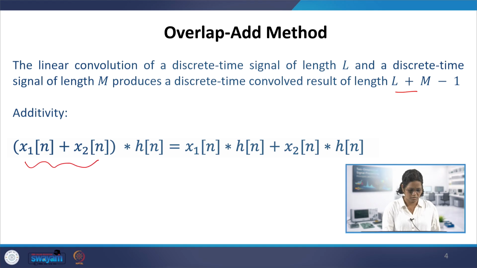When we segment x, we can split it into x1 plus x2, and h we keep as such, since it is a smaller sequence. So the x sequence is split into x1 and x2, and then we convolve h with x1 and h with x2 and get each convolution individually. This is fitting into the additive property.